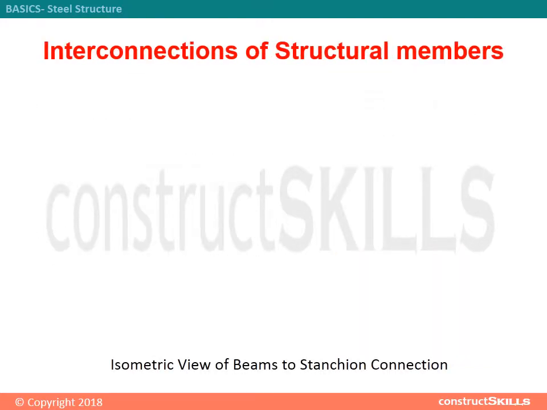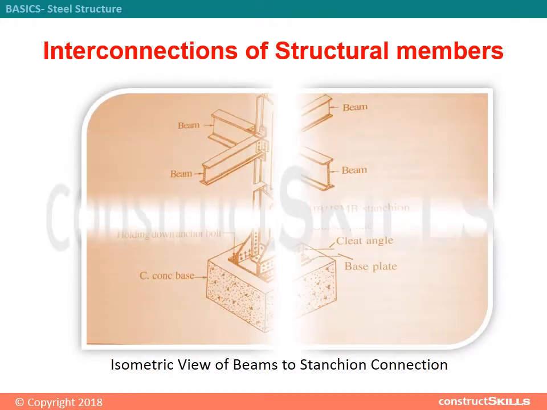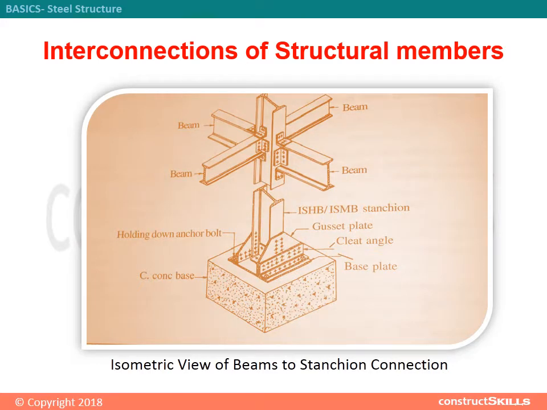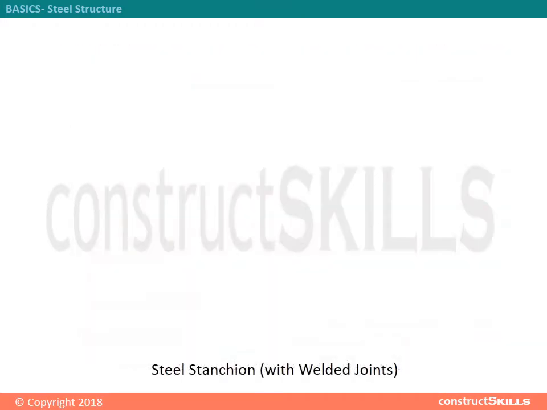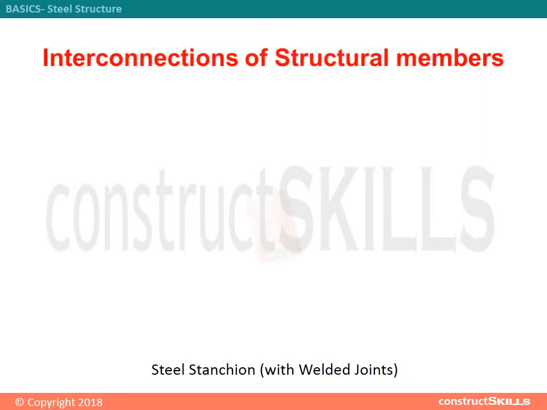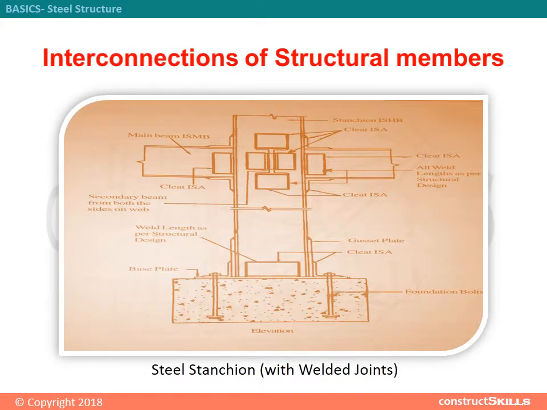Interconnections of structural members. The image shown below gives a basic idea of interconnections. Isometric view of beams to stanchion connection. Steel stanchion, with welded joints.